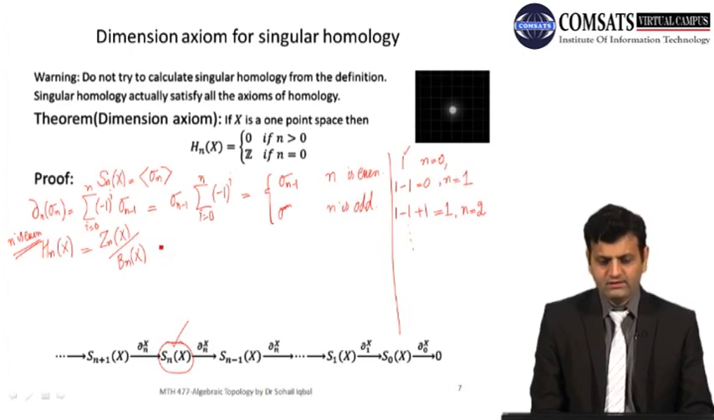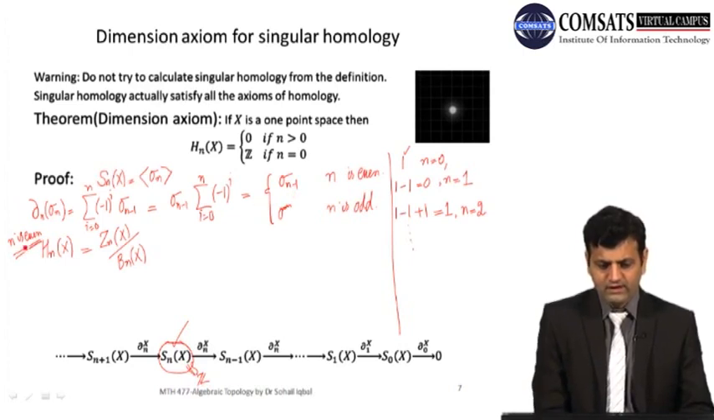So in the case when n is even, we have already seen that this S_n(X) is generated by one element, so it is isomorphic to one copy of Z. So it has rank 1. And what about the boundary map?